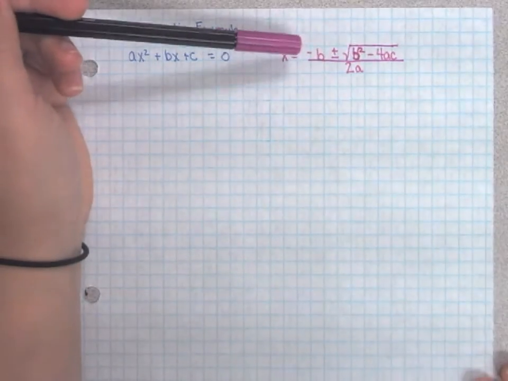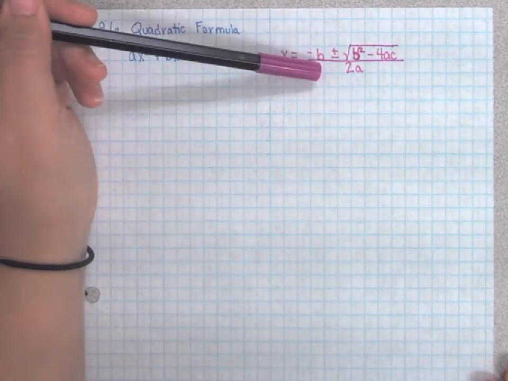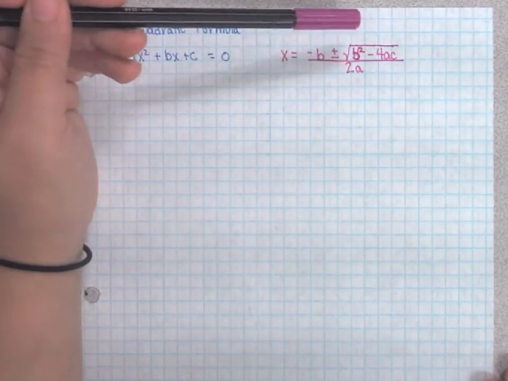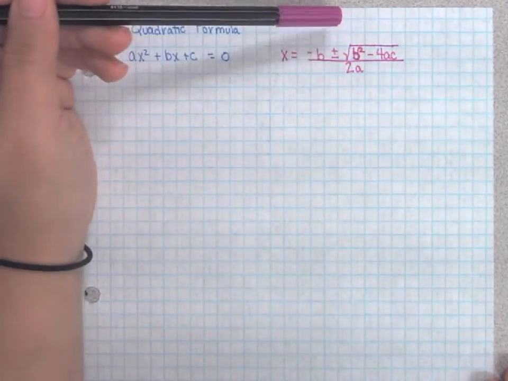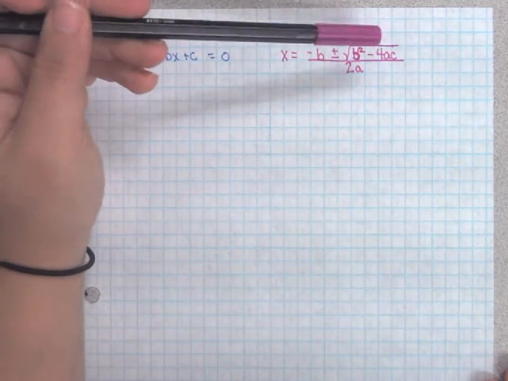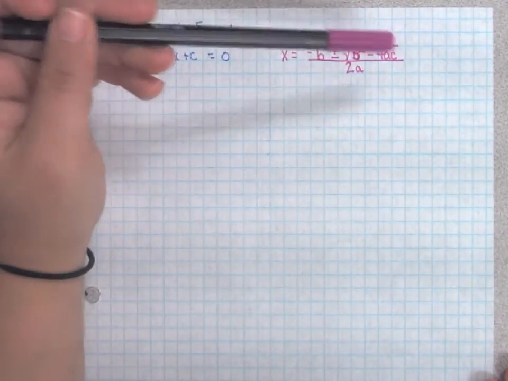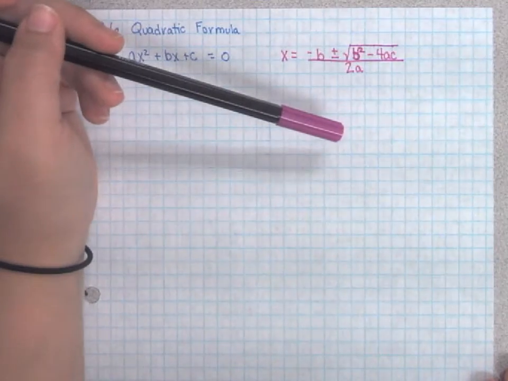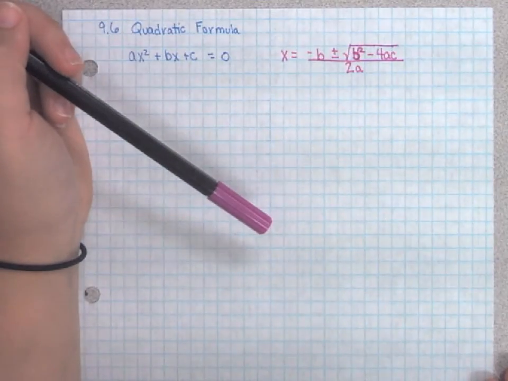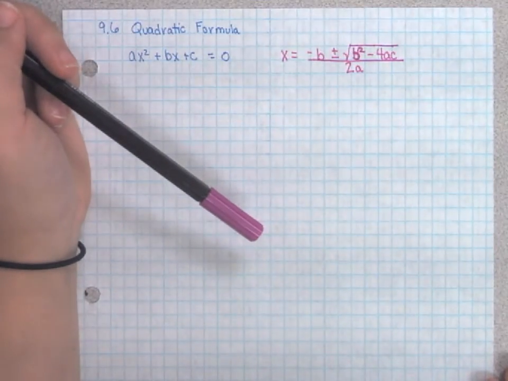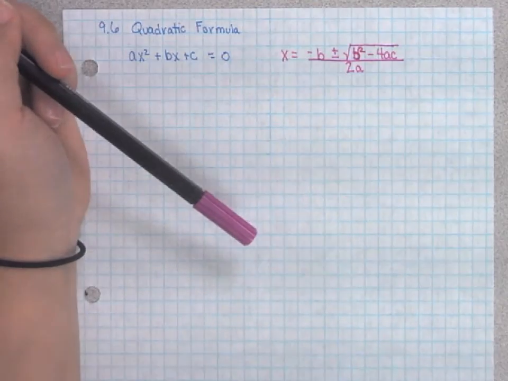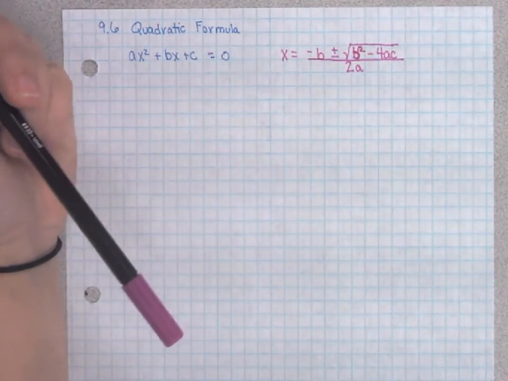It's opposite of b plus or minus square root of b squared minus 4ac, b squared minus 4ac over 2a, over 2a. That's it.